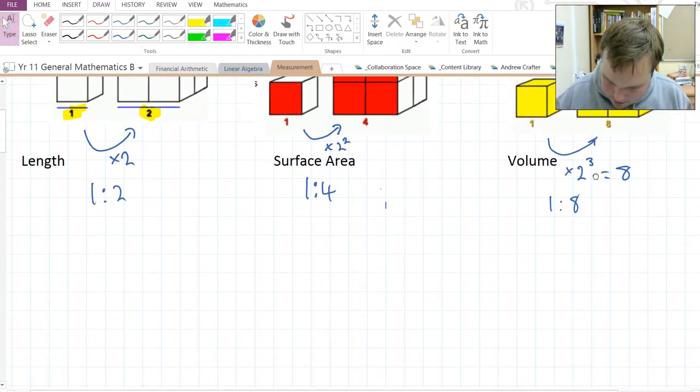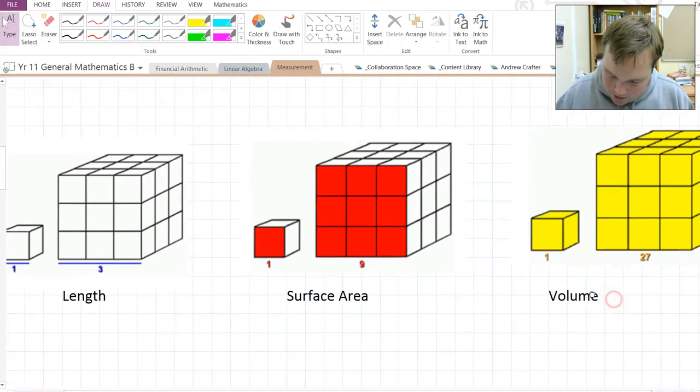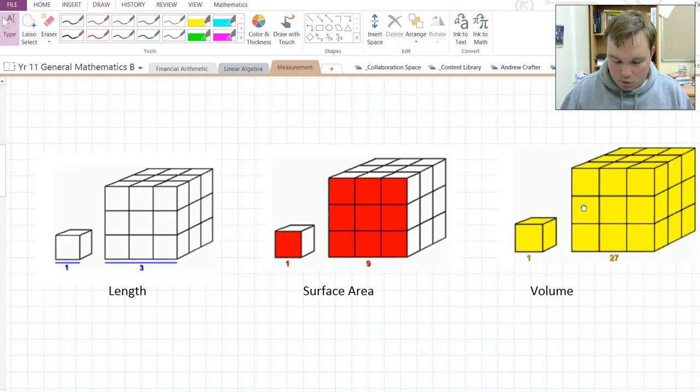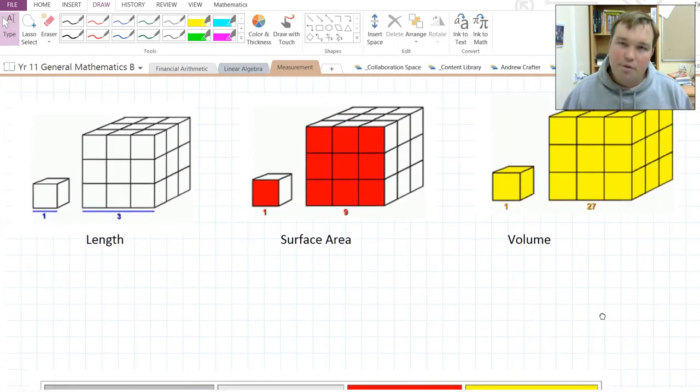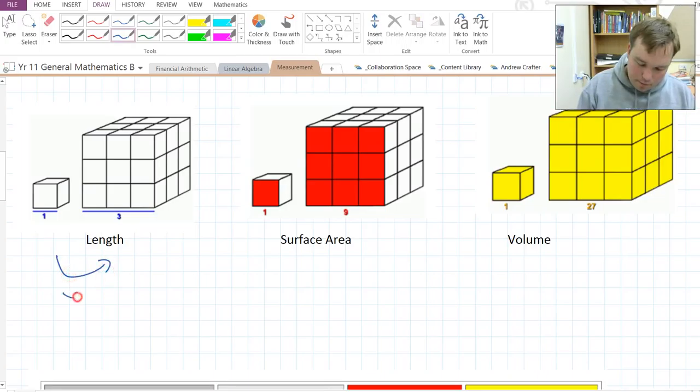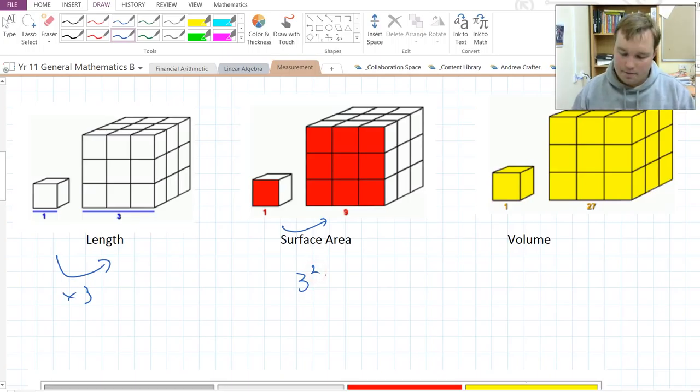Now, we can check to make sure this works with all shapes, or at least one other shape, by trying it with 3. Here, length scale factor, multiply by 3. 1 centimeter to 3 centimeters. Surface area is from 1 to 9, which is 3 squared. Volume, from 1, if we count them all, 27. Or 3 to the power of 3, which is 27.